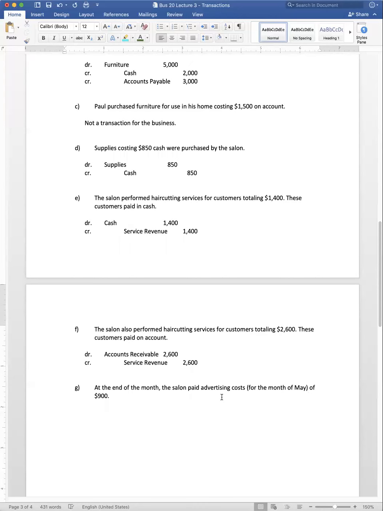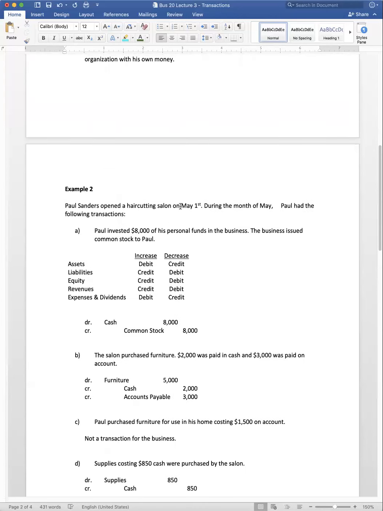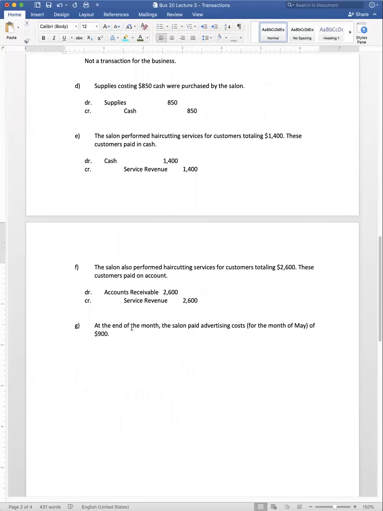Okay, so we're talking about the month of May, right? Paul opened his hair salon on May 1st, and Paul had transactions during the month of May. So at the end of the month, they paid advertising costs for May. All right, so advertising costs.